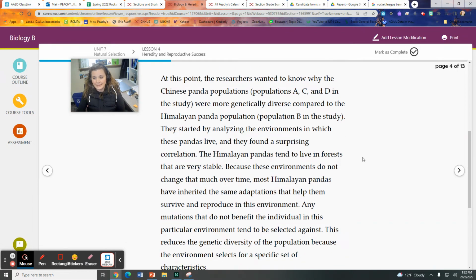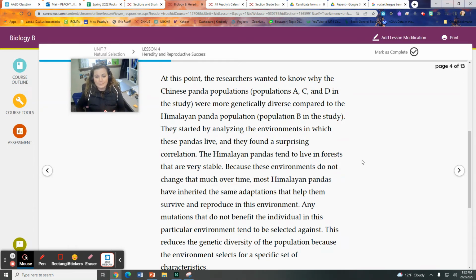And what they realized here is that there's a difference in their environment. Himalayan pandas tend to live in forests that are very stable and don't change very much over time. So their environment is the same from generation to generation. They have to have kind of the same adaptations throughout the whole population to be able to survive and thrive in that very uniform, unchanging environment.